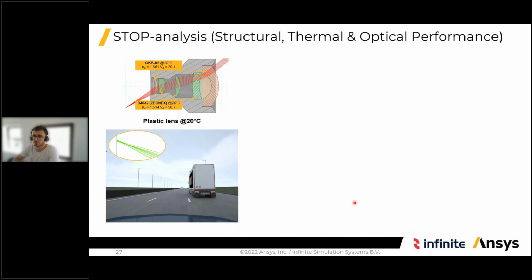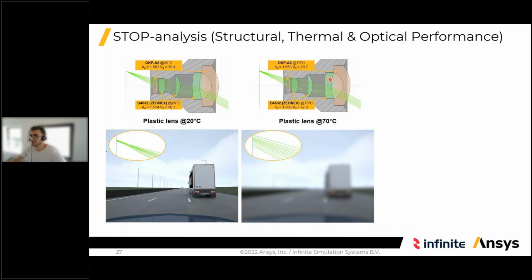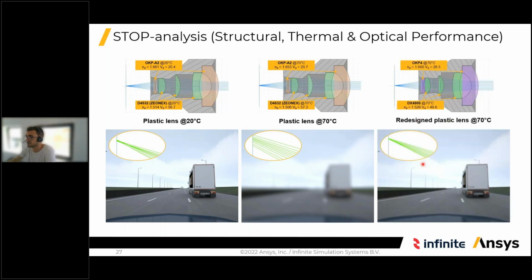So you can also simulate the optical performance, the structural and thermal performance of a camera. So suppose we have a camera in a car. This one works very well at 20 degrees. But as soon as sunlight starts hitting it, the camera will heat up and the lenses will deform. And because of that, the optical performance of the camera will deteriorate. So it will become worse. So we can redesign the camera so that it works reasonably well under certain conditions.